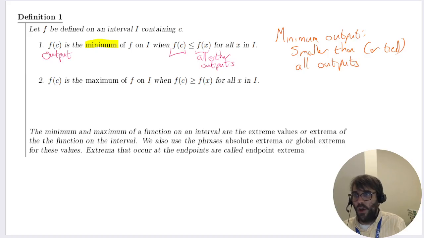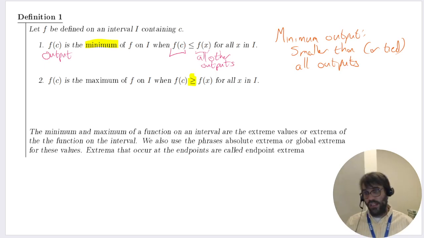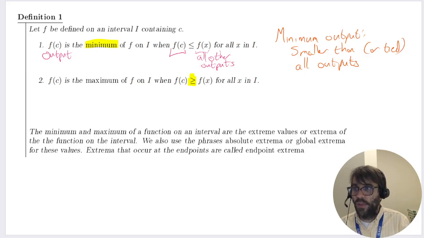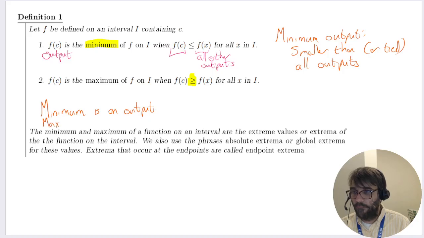And the maximum is almost the same thing. The only thing you do is you flip the inequality around to say, hey, it's got to be bigger than or tied with all outputs. Now, real quick, before we go on to this bottom piece, I want to point out that the minimum and maximum, the minimum is an output, and the maximum is an output.